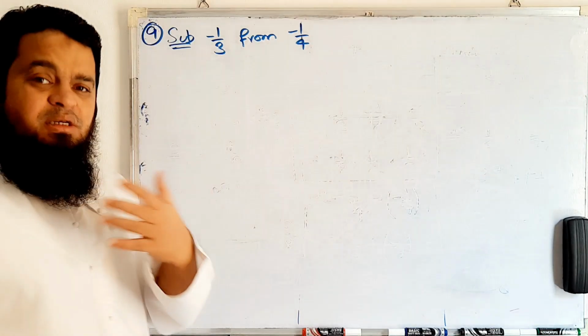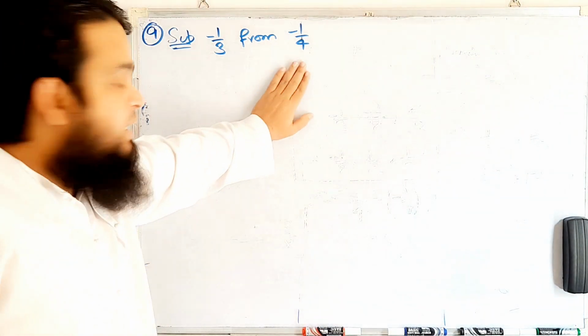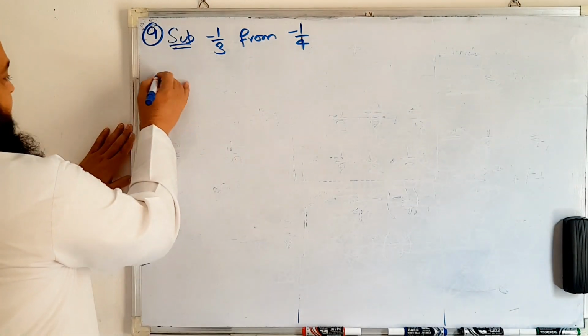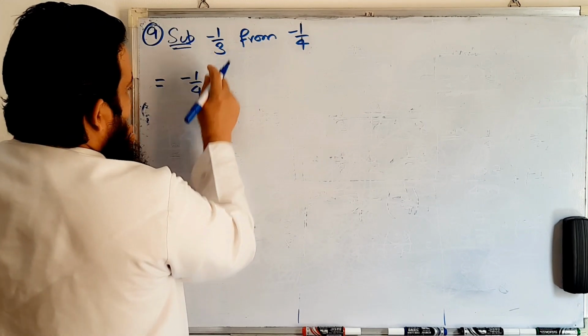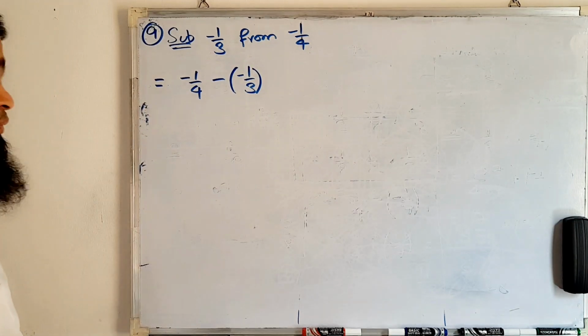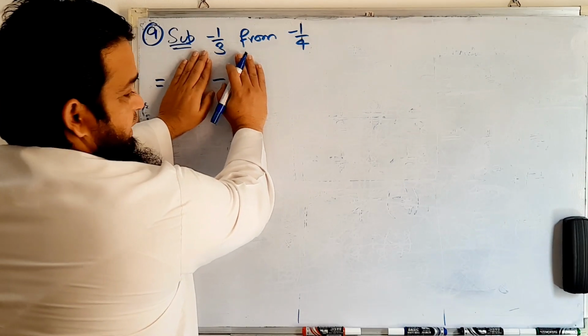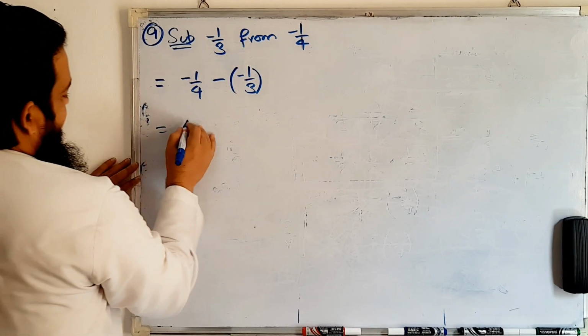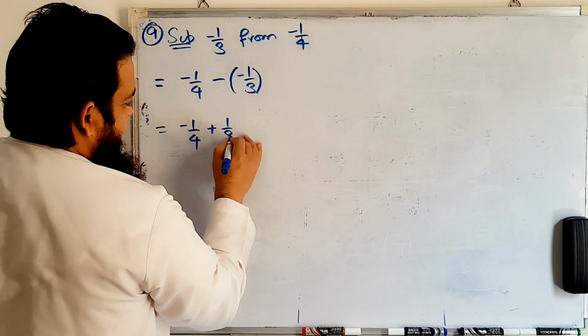It's very simple. Suppose I ask you to subtract 5 from 10, what are you going to do? 10 minus 5, right? So whenever subtraction is there, the second one will come first. So that equals minus 1 by 4, subtraction minus, and it is minus 1 by 3. Be careful while writing this. Minus 1 by 4 is a number and this is also a number and you are subtracting. So now minus 1 by 4, minus of minus plus 1 by 3.